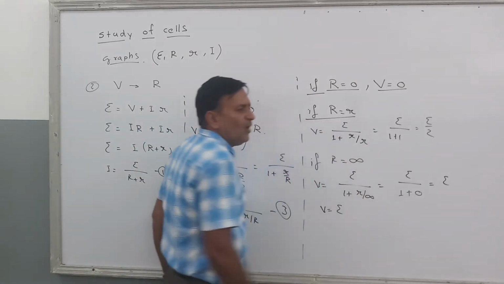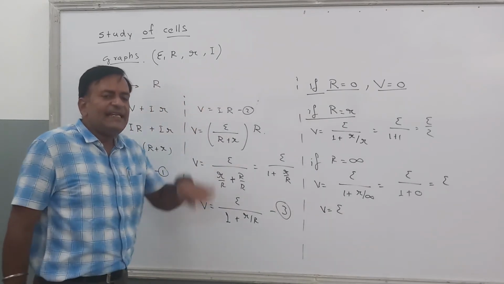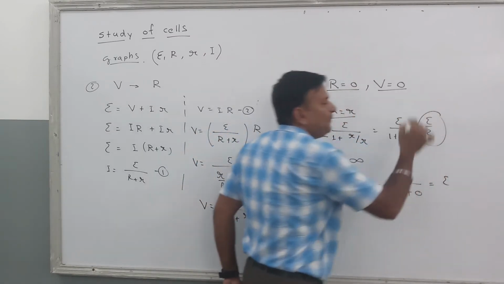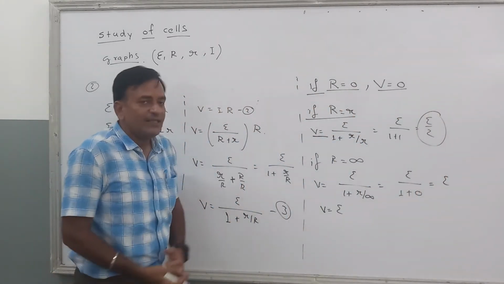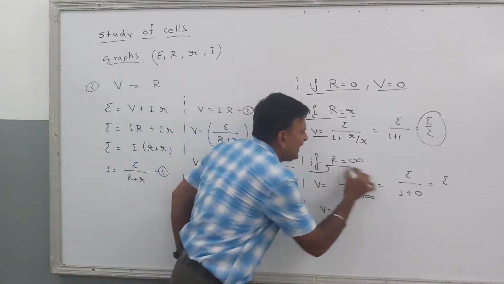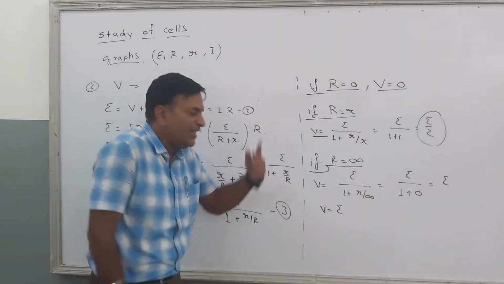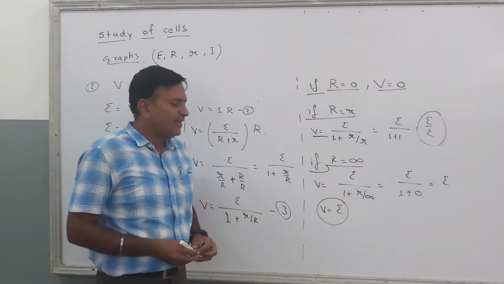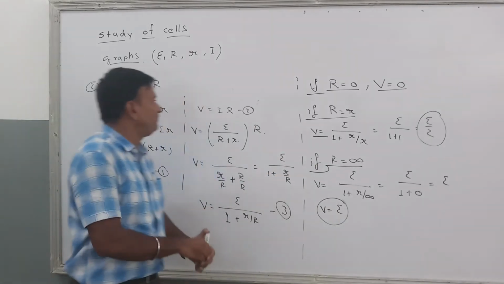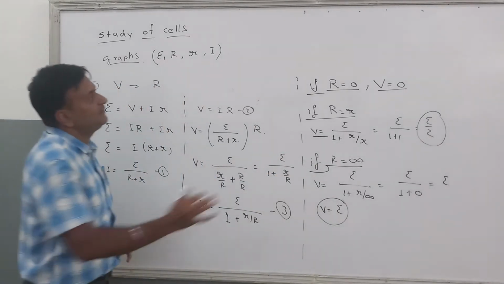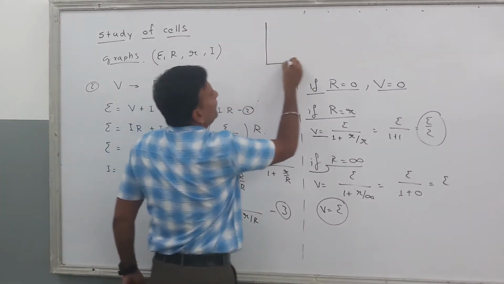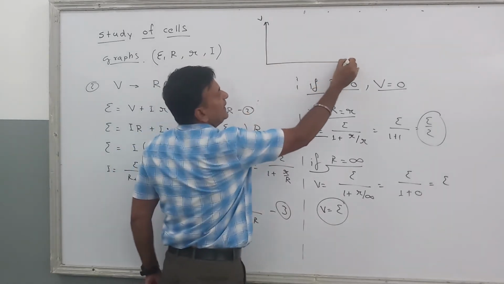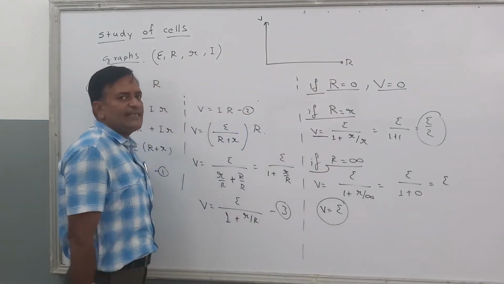If R is equal to r, if external resistance and internal resistance are equal, then V is equal to epsilon by 2. And last one, if R is equal to infinity, then V is equal to epsilon. And now we are going to plot this graph, V versus R, using this space. This is V, the potential difference. This is R, the external resistance.